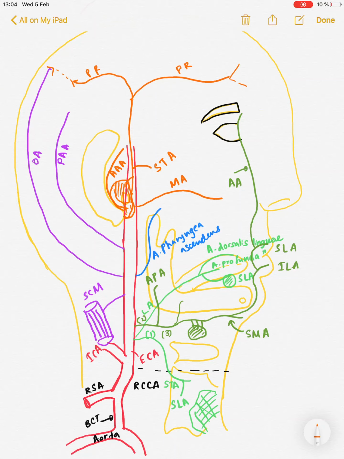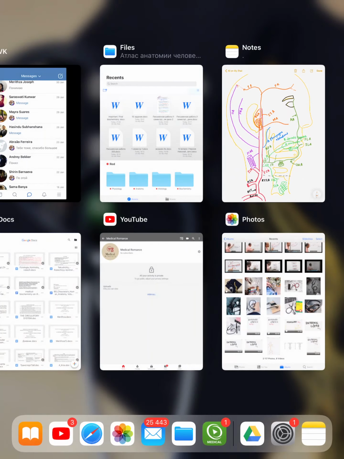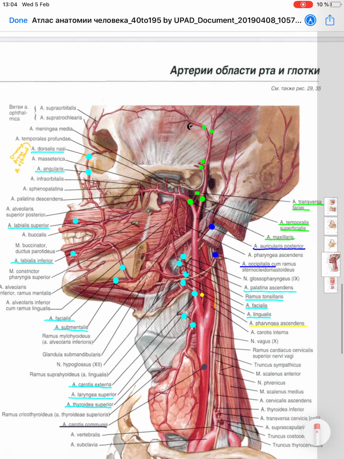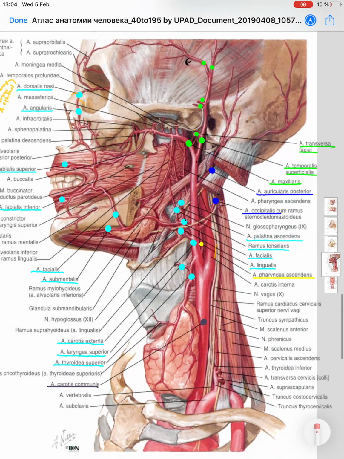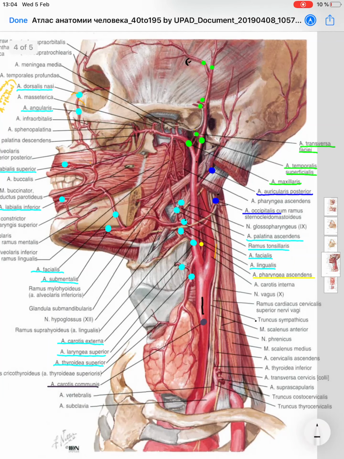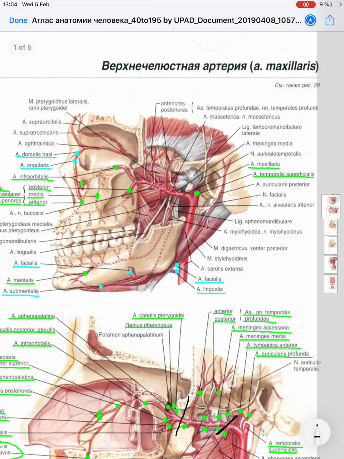Now let us take a quick look at the anatomy atlas. Okay, here we have the external carotid artery. So let us begin. This is the common carotid artery, and it will bifurcate into the internal carotid artery and the external carotid artery. And from the external carotid artery, if you look at the anterior branches, here I have spotted from light blue color, we have the superior thyroid artery, and from superior thyroid artery arises the superior laryngeal artery.